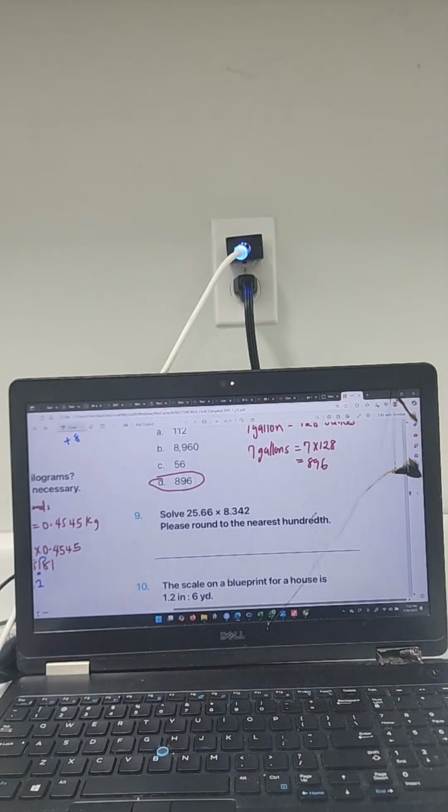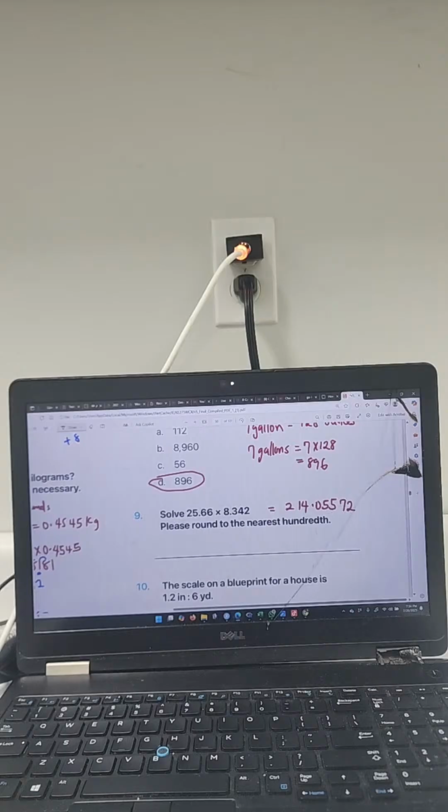Number 9, solve 25.66 times 8.342. So here you can just multiply this. You have 25.66 times 8.342. Question, is calculator allowed? If yes, then by multiplying this should give 314.05572.